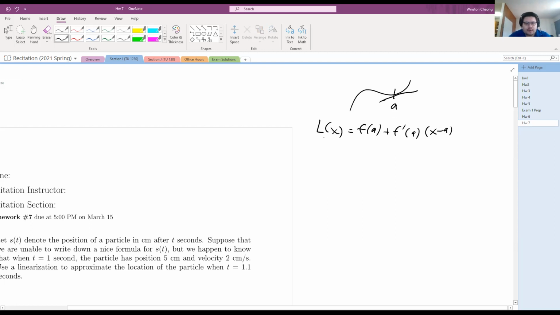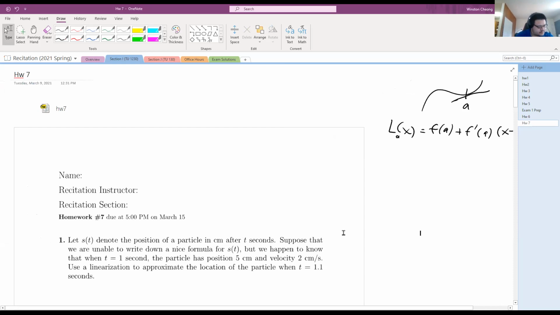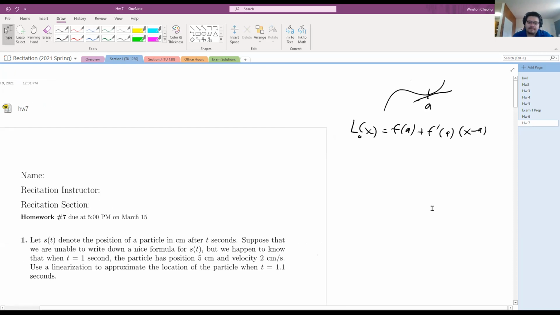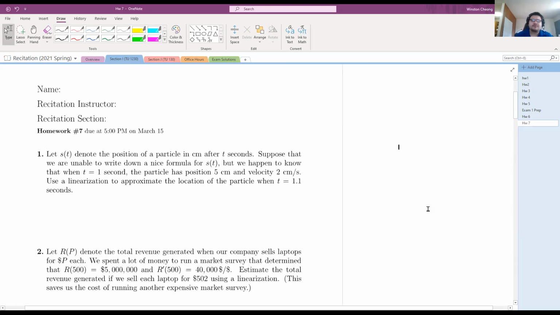And if we're being more precise about it, you should realize that there's a dependence on this value a itself. For whatever particular a you want to center at, you will get a different linearization. So the better notation would probably be something like this, but we never end up specifying what a is usually. When we linearize, we just say L of x is equal to something. So this is the overall idea. And with that, we can go through the first 2 problems. Any questions so far?